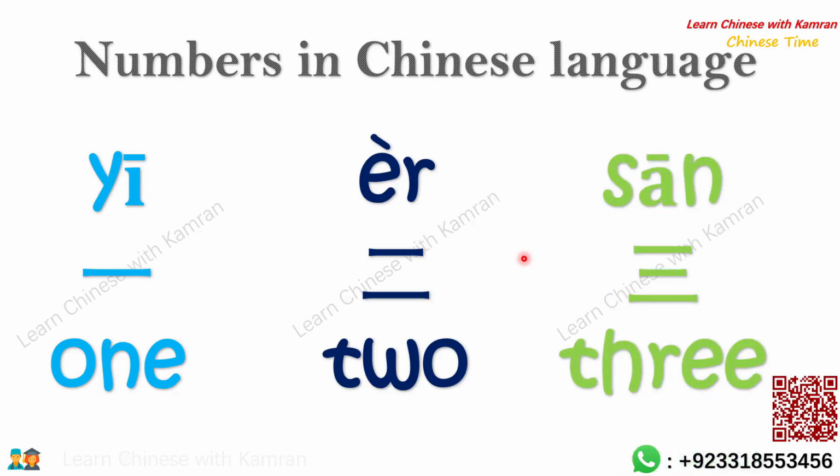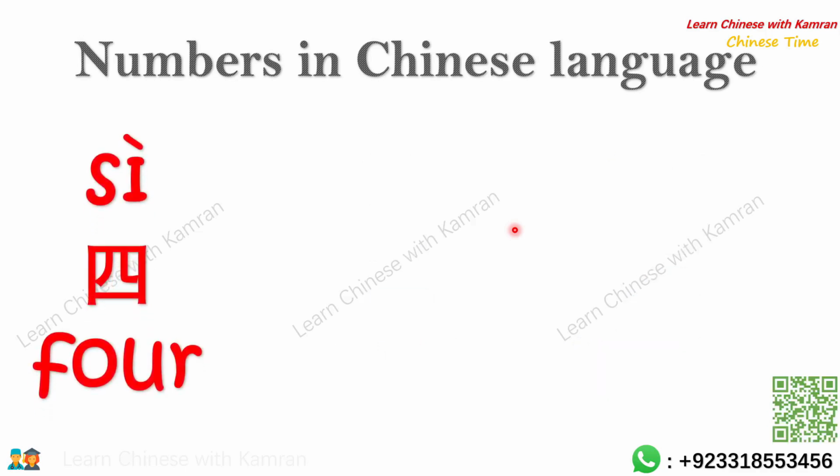Similarly, 3 is represented as 3 horizontal lines, and it is pronounced as san. It is again first tone. You don't have to emphasize a lot. San is very normal. Then 4 is fourth tone. It is written like this.